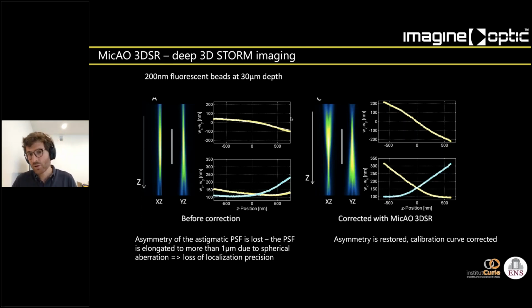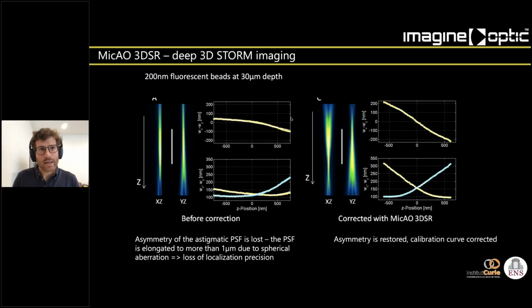If you correct it, you get what we have here on the right, with a beautiful symmetrical astigmatic PSF. And here you get a very linear calibration curve. It's very easy to plot and very easy to get the Z information. So adaptive optics basically restores the symmetry of the PSF and corrects the calibration curve.